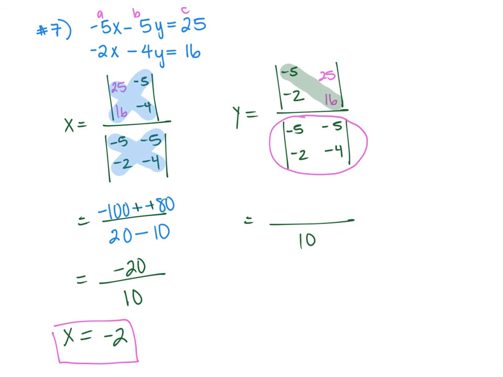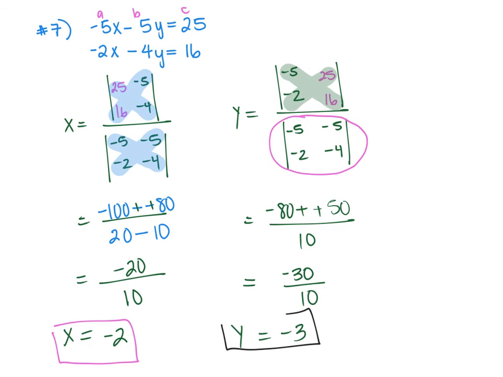So negative 5 times 16 gives me negative 80 minus 25 times negative 2 gives me negative 50. So that ends up becoming a positive sign. So negative 80 plus 50 gives me negative 30 divided by 10, which is negative 30. So y is equal to negative 30. Sorry, not negative 30, negative 3. So it looks like x is equal to negative 2 and y is equal to negative 3. And that's it. Hopefully this helps you out with the homework.